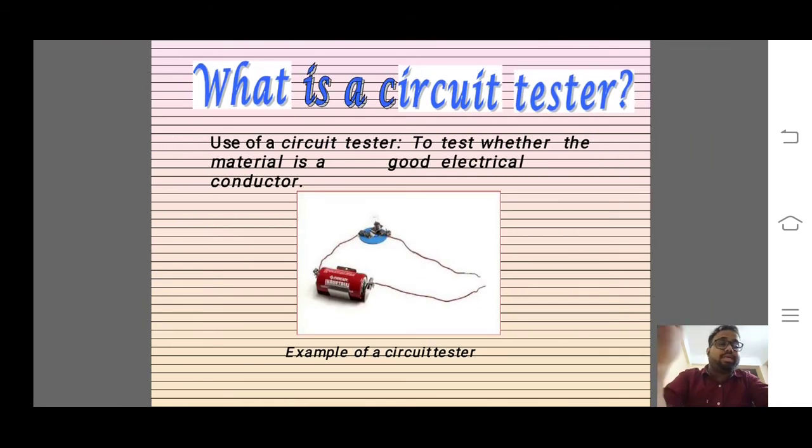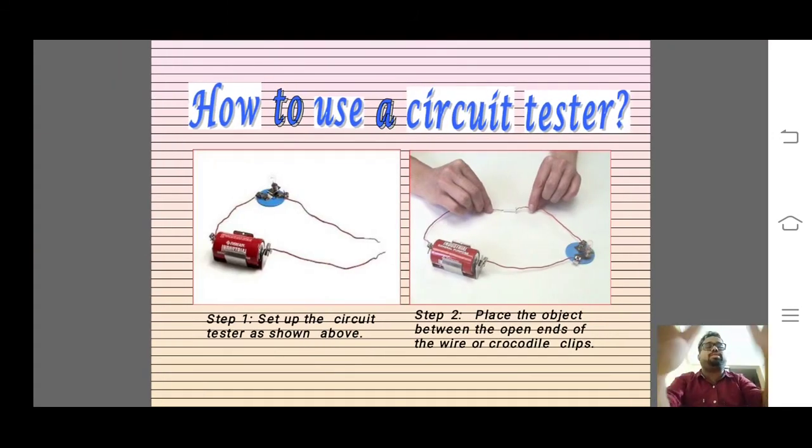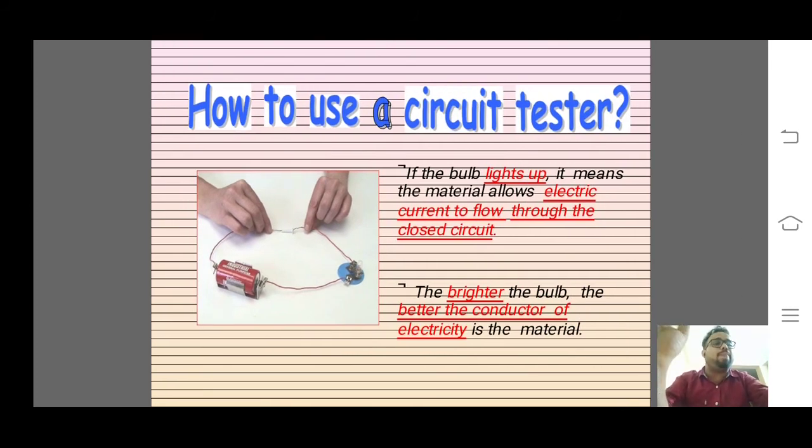Then we discussed what a circuit tester is, and how to test whether a material is a good electrical conductor or not. For that we have a key, battery, and the way the current is circulated. If the bulb connected to it glows, then it is a good conductor. You can see the circuit tester here. Once again, you place the medium in the middle, then the battery and connecting wires. If the bulb lights up, the material allows electric current to flow, and the brighter the bulb, the better the conductor of electricity. If the bulb glows dimly, then the passing of current is weak.